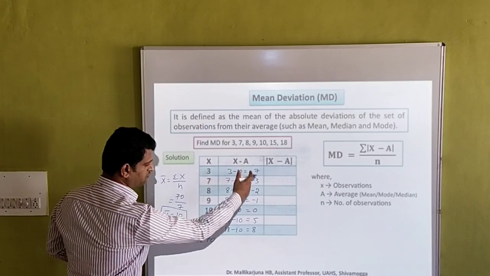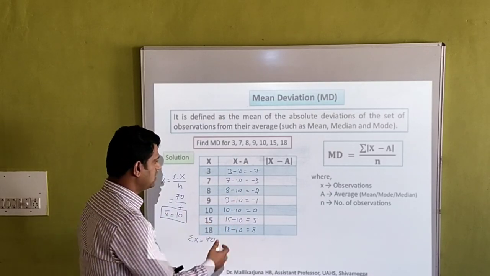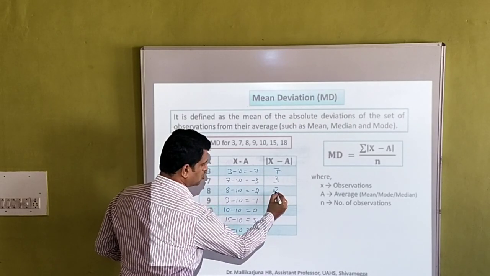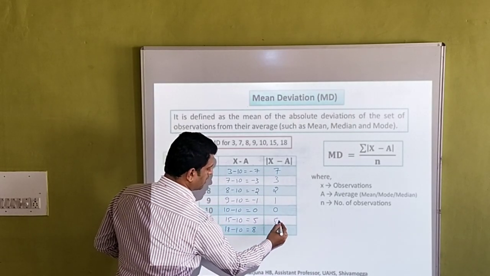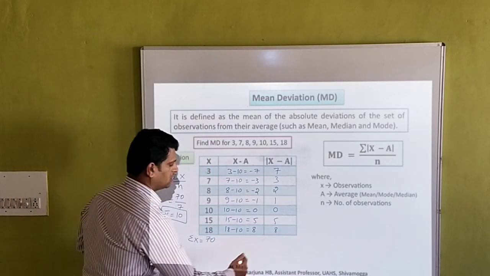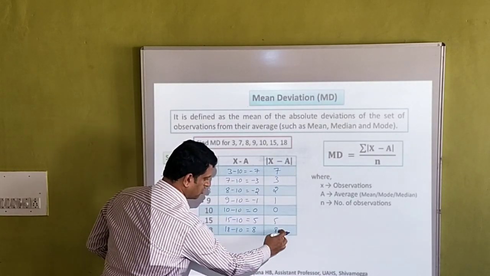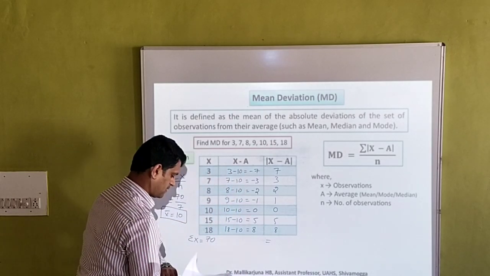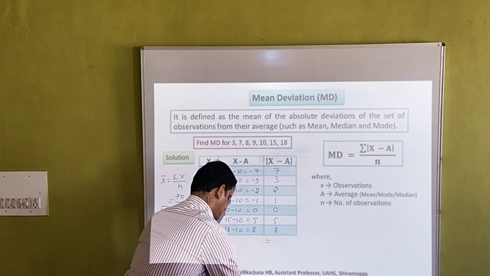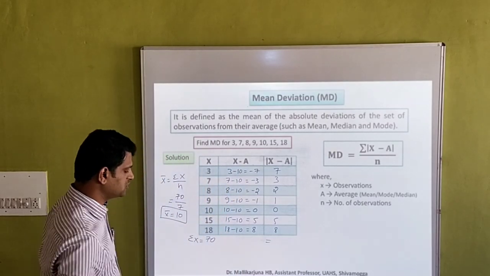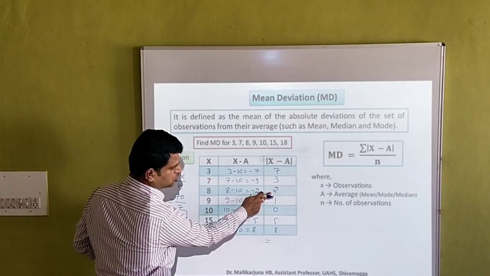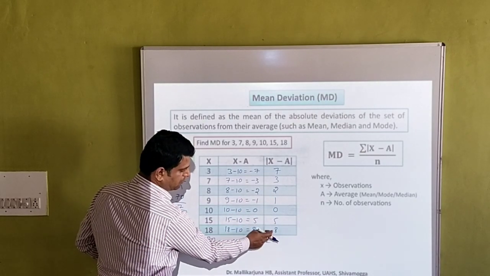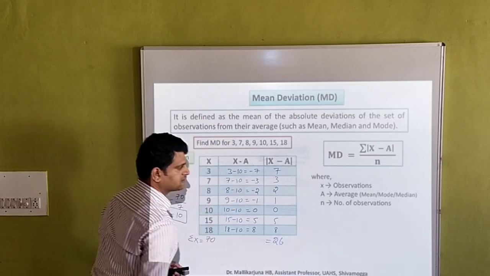Then take the modulus for all these things, meaning if there are any negative values, make them positive. So here 7, 3, 2, 1, 0, 5, 8. Then take the summation of all these things. 7, 10, 10 plus 2 is 12, 13, 13 plus 5 is 18, 18 plus 8 is 26.